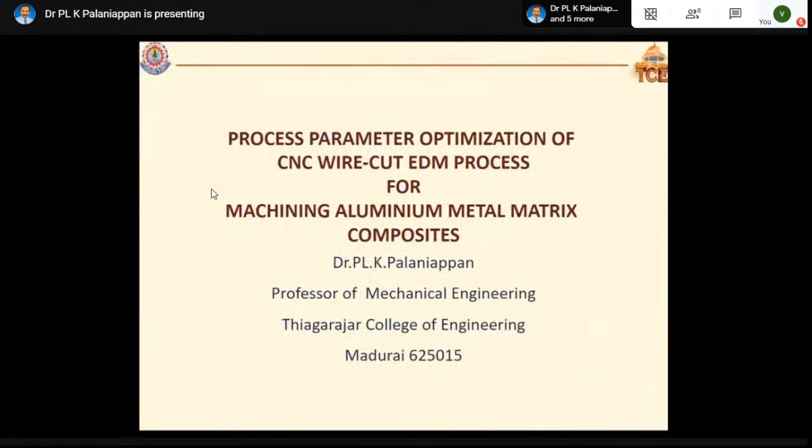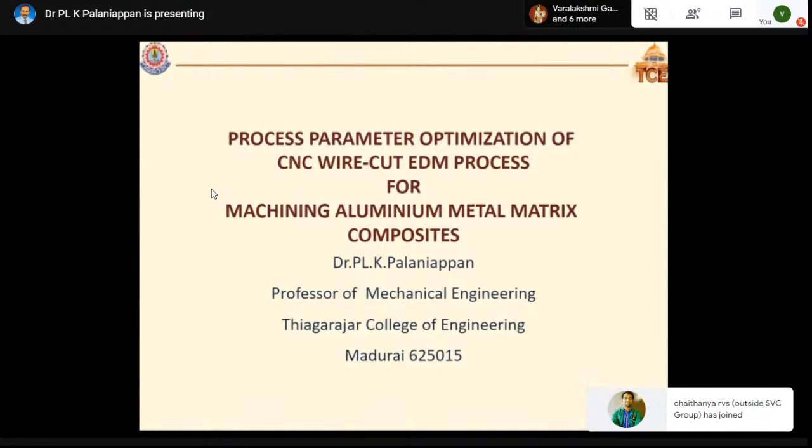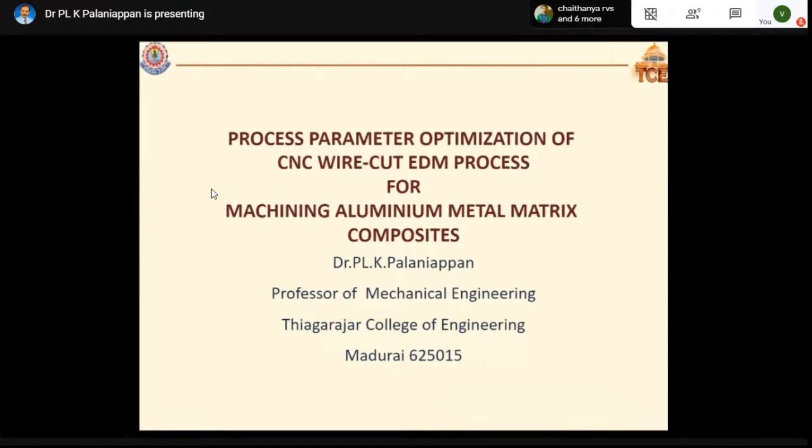This work is titled Process Parameter Optimization of CNC Wire Cut EDM Process for Machining Aluminum Metal Matrix Composites. As I belong to the core discipline of mechanical engineering, this is an experimental work which combines the mathematical and material science as well as the optimization. So this is going to be an experimental type of work.